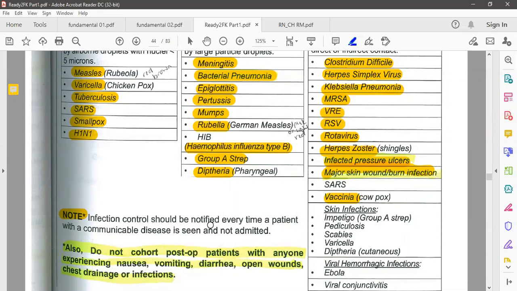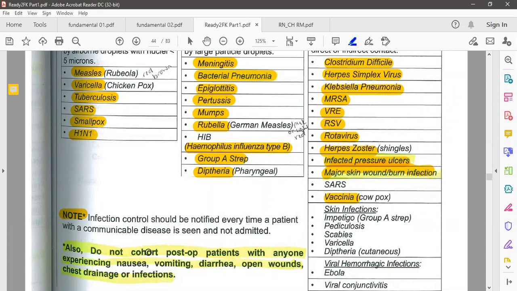Infection control should be notified every time a patient with a communicable disease is seen and not admitted. Also, do not cohort the post-operative patient with anyone experiencing nausea, vomiting, diarrhea, an open wound, a chest drain, or infection. We call this cohorting: which patient can share a room with which patient? So when cohorting patients, it is always good to put similar precautions together.